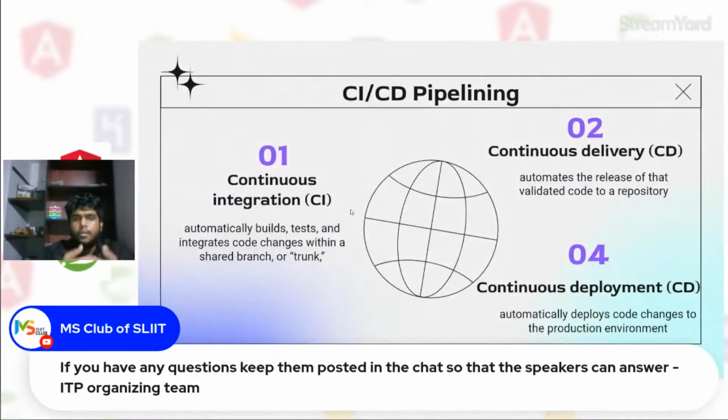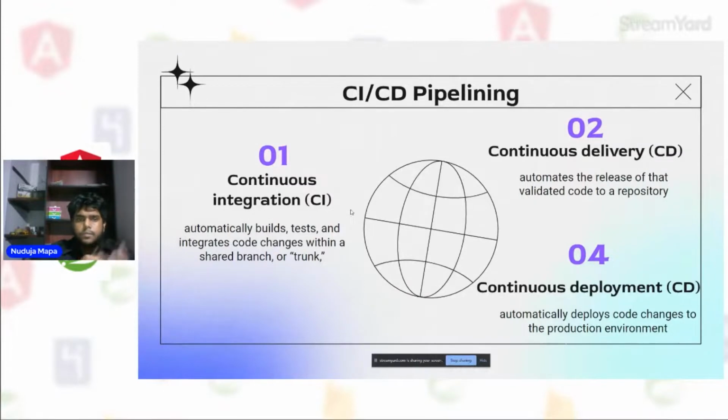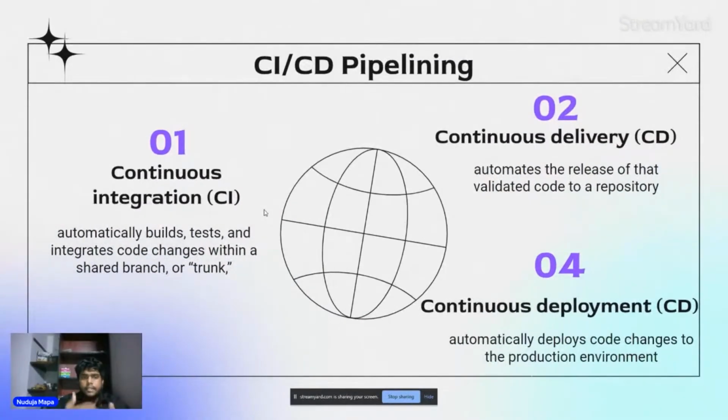When you talk about a CI/CD pipeline, I'm sure you have wondered what CI is and what CD is. In all cases, CI in a CI/CD pipeline means continuous integration. In the continuous integration phase, it automatically builds, tests, and integrates code changes within a shared branch or trunk.